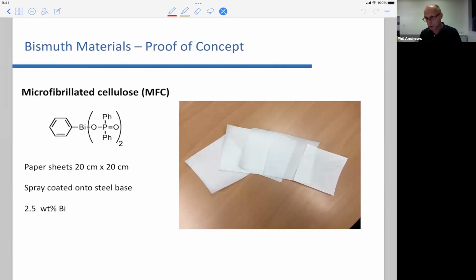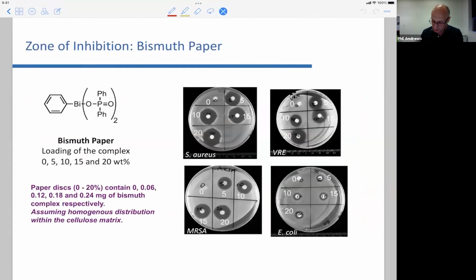This one had about 2.5% weight bismuth in it, but we did a whole range of materials at that point. And you can see that it is the antimicrobial form of it because it's got this bismuth-carbon bond here. So we put them into paper: 5, 10, 15, 20. You can see the zones of inhibition, the antibacterial activity against the MRSA, VRA, E. coli, that gram-negative bacterium, is very effective, but it's always more difficult with the gram-negatives to do it. So we knew the paper had antibacterial activity.